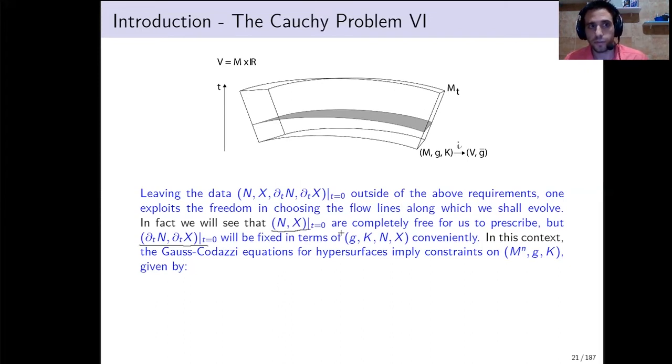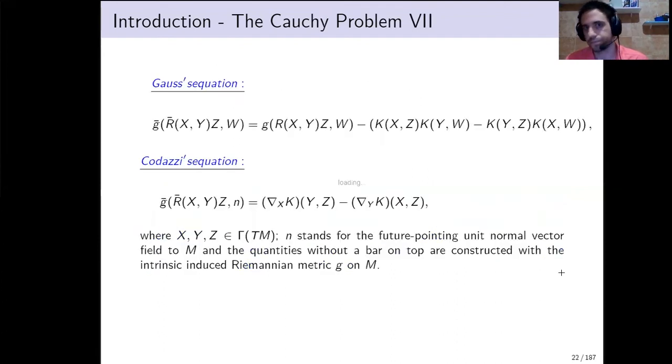And what is important to realize in this geometric picture is that now the Gauss-Codazzi equations for hypersurfaces are going to clearly impose some constraints on G and K. So G and K cannot be chosen arbitrarily, but they are going to have to be chosen satisfying certain constraint equations. So let us recall the Gauss-Codazzi equations for hypersurfaces.